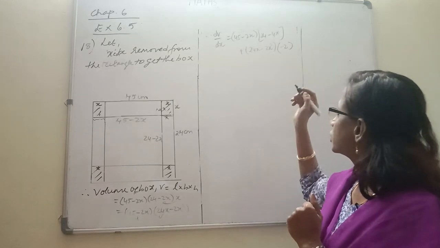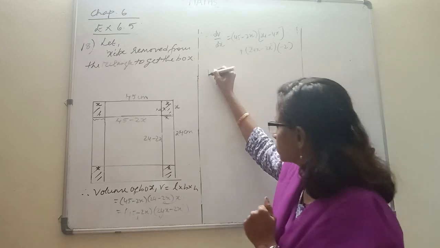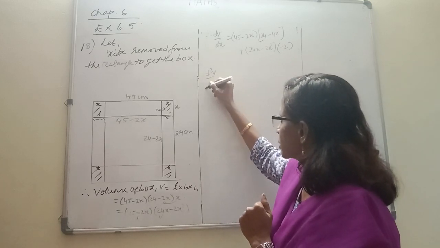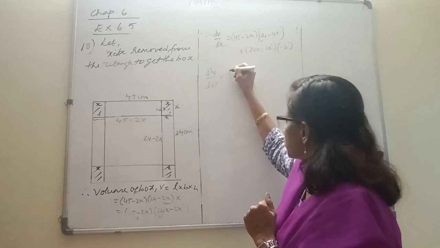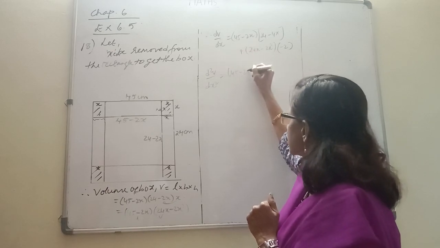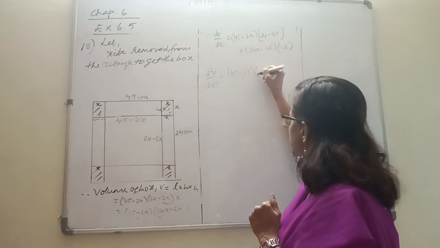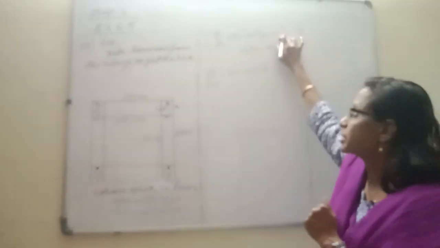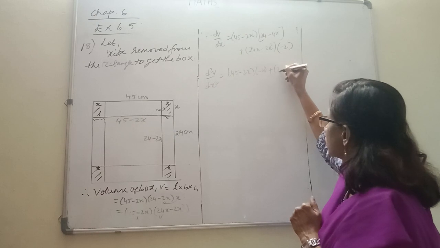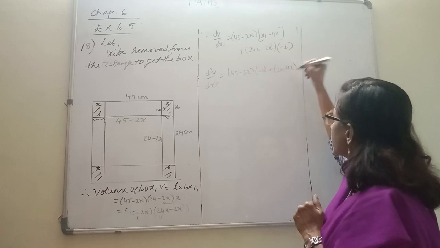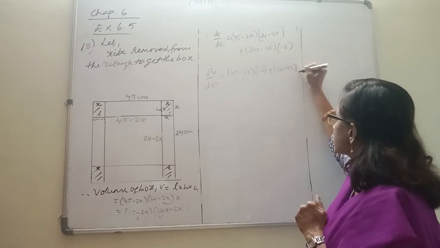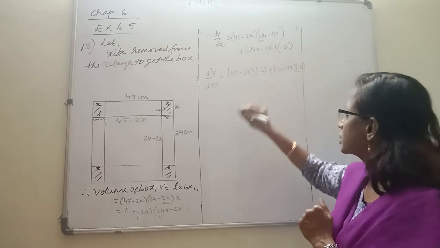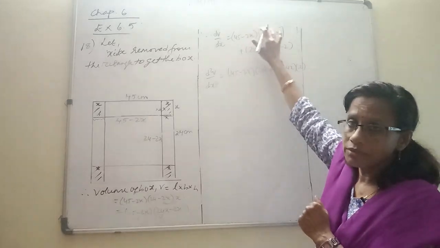the derivative of this particular function, because we require d squared V by dx squared. Same thing we will do. First, 45 minus 2x as it is, derivative of 24 minus 4x, which is minus 4, because 24 doesn't have a derivative and the derivative of minus 4x is minus 4. Then 24 minus 4x as it is, derivative of 45 minus 2x is minus 2, because 45 doesn't have a derivative. So we have sorted out the derivative of this part.